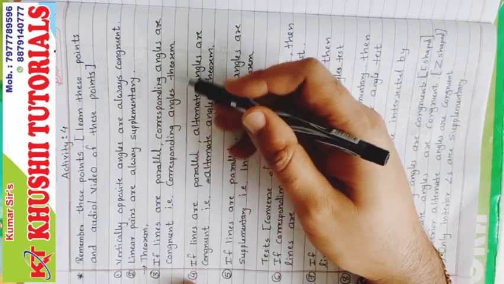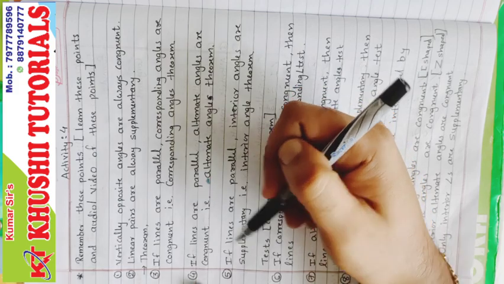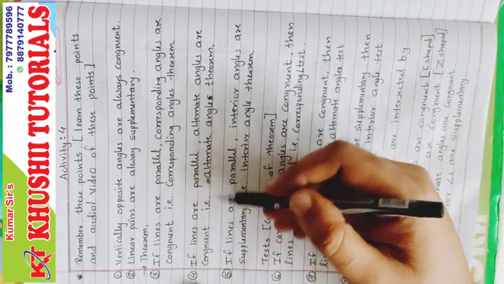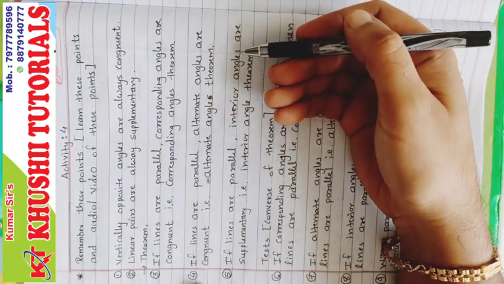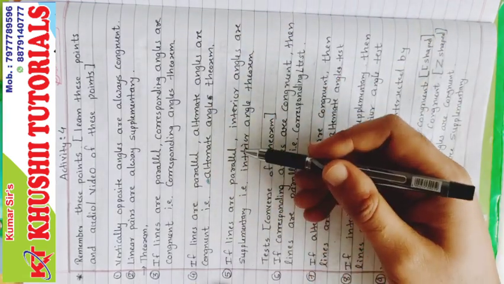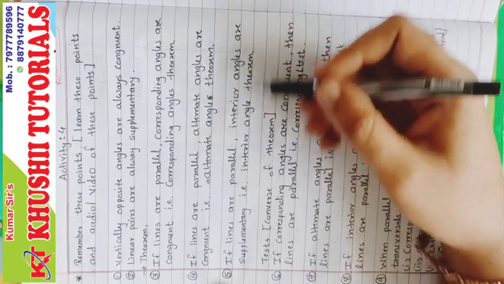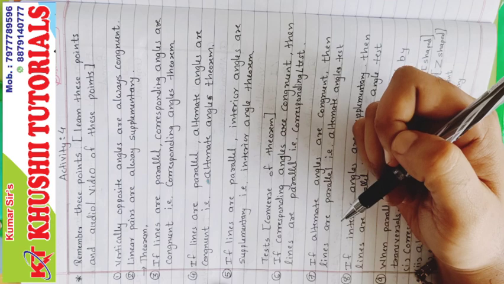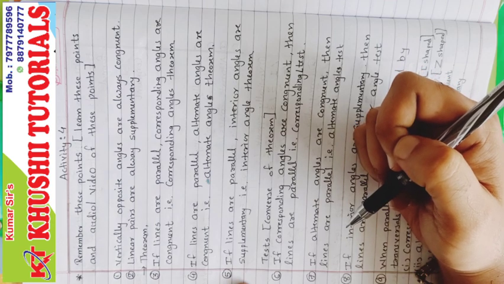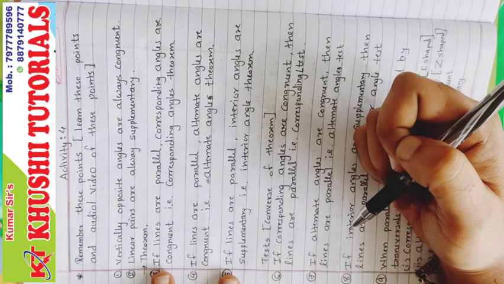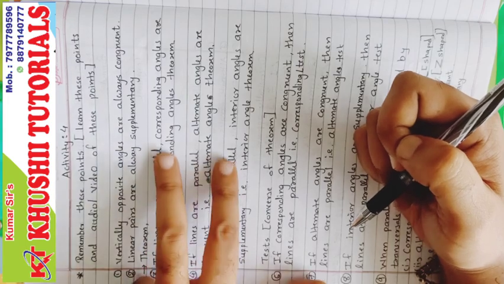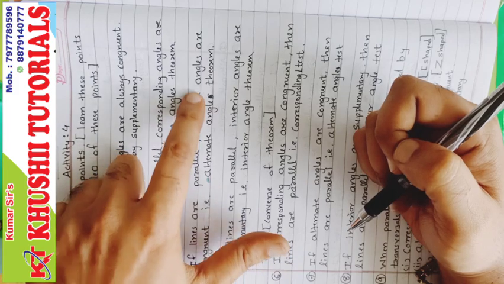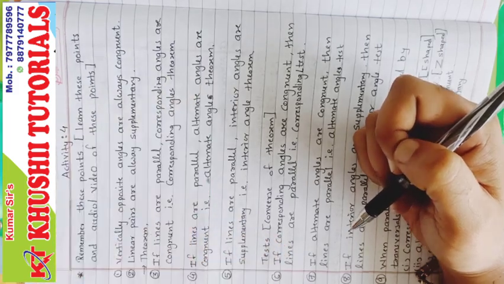Reason, corresponding angle theorem. Second, if lines are parallel, alternate angles are also congruent. Reason, alternate angle theorem. Third, if lines are parallel, interior angles are supplementary. Reason, interior angle theorem. Isn't it easy? So these three are theorems. Here, lines will be given, they are parallel. You have to show corresponding angles are congruent, alternate angles are congruent, and interior angles are supplementary.